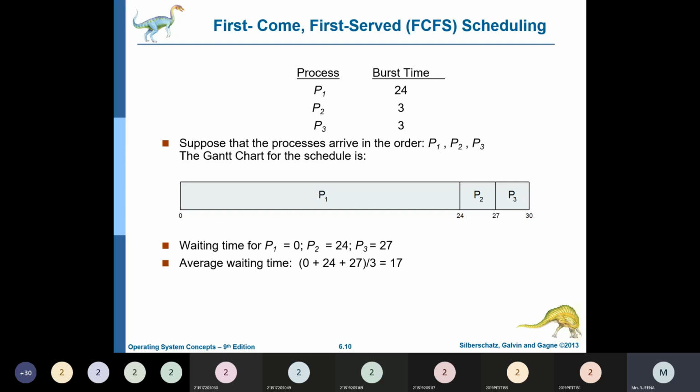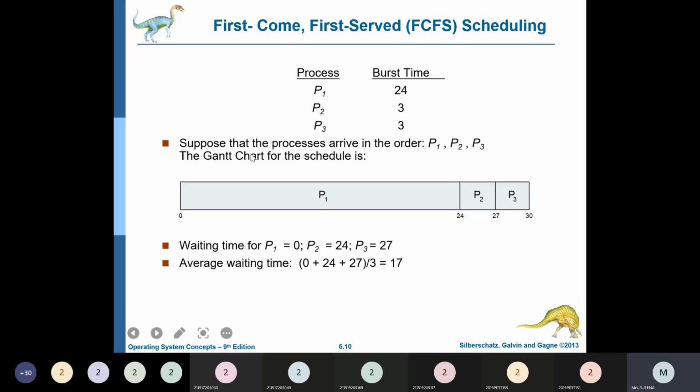So how this works is, we have P1, P2, P3, in the order of arrival. That's why they are named process 1, process 2, and process 3. The CPU will be allocated according to the order of arrival. For example, suppose the processes arrive in the order P1, P2, and P3. For P1, the burst time is 24, which is much longer than P2 and P3, because P2 and P3 take only 3 units each, but P1 takes 24 units.